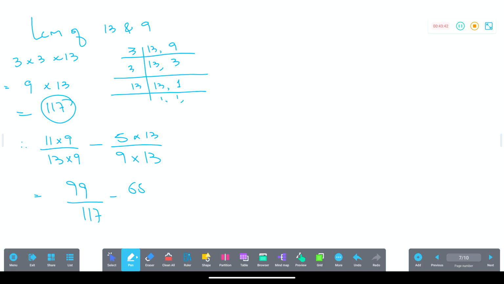9 thirteens are 117. Now the denominators are the same, they are like fractions, so we will proceed as we have done in like fractions. Keep the denominator the same, 117, and subtract the numerators, 99 minus 65. Now 9 minus 5 is 4. 9 minus 6 is 3. That is 34 by 117. If there were a possibility of cancellation between the two numbers, we could have done that, but I don't think there is a possibility for that. So this will be the final answer.